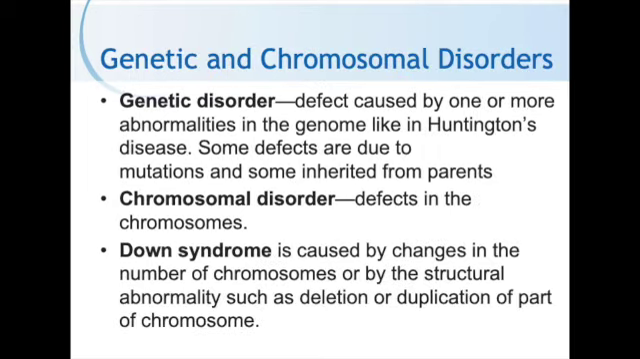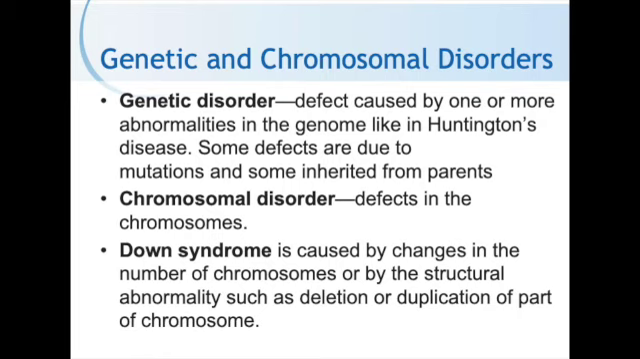A genetic disorder is a defect caused by one or more flaws in the genome. Some disorders are inherited from parents as a dominant or recessive trait. Other defects are due to mutations, which are changes in the DNA. If the mutation is in the sex chromosome, it can be passed down to the next generation. Most genetic disorders are caused by a combination of small variations in genes and environmental factors.